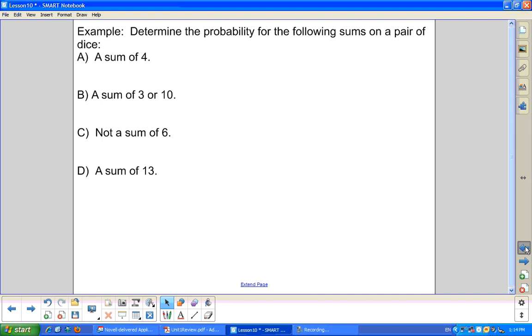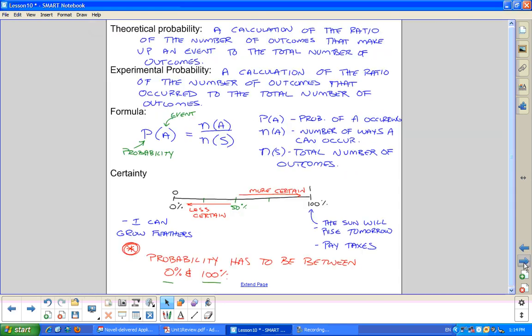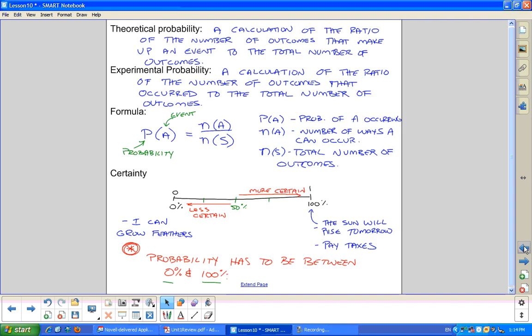So if we look back, we went through some terminology and definitions already. And what we're looking at today is theoretical probability. So we're looking at that calculation of a ratio of the number of outcomes that make up an event to the total number of outcomes. And as I said earlier, until you see some of the definitions or examples, it'll make more sense. So the formula we're going to be using is the probability of event A occurring is the number of ways A can occur divided by the number of total possible outcomes.